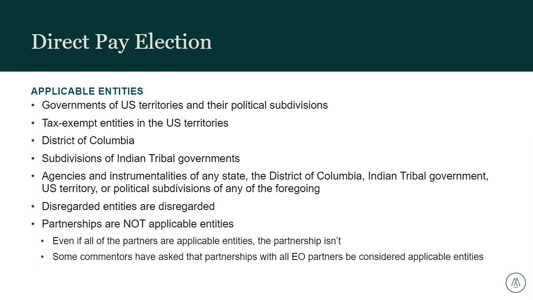So here are the applicable entities, as I mentioned, and what's important to highlight here at the very bottom is that partnerships currently are not applicable. So even if the partnership had all tax-exempt partners, that would be a disqualifier. There have been multiple comments submitted, so hopefully we'll still see some changes with respect to that, but that's yet to come. So keep that in mind: even if multiple tax-exempt entities created a partnership, that would disqualify them from this election.